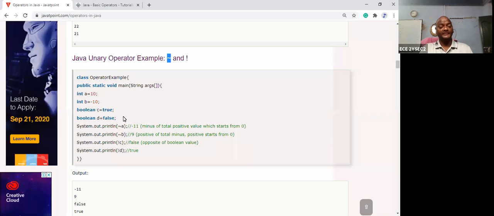Right. Suppose in the tilde operator, a is equal to 10. If applying the tilde operator, then the magnitude should be incremented by 1 and minus should be added if there is a positive. Suppose a is 10, a positive number. So according to the rule, the magnitude should be incremented by 1. So 10 is incremented by 1, that is 11.